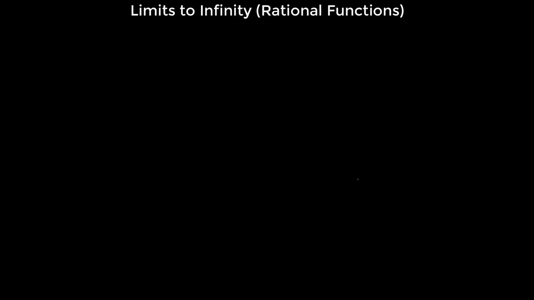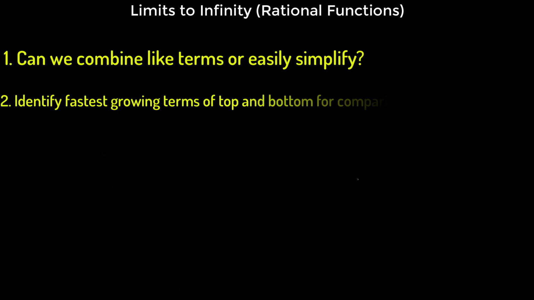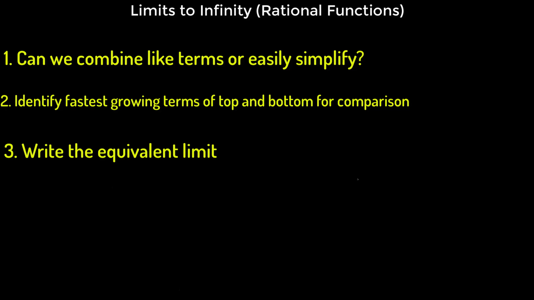So again, our nice little 4-step process goes as follows. Step number 1, make sure you check for any simplification you can make in terms of combining like terms in the numerator and the denominator. Next, we want to identify and compare the fastest growing terms of each the numerator and the denominator, because the limit to infinity or negative infinity of whatever you have will be equivalent to the limit as we approach infinity of the fastest growing term in the numerator divided by the fastest growing term in the denominator. Plain and simple. And that was step 3, defining that equivalence.